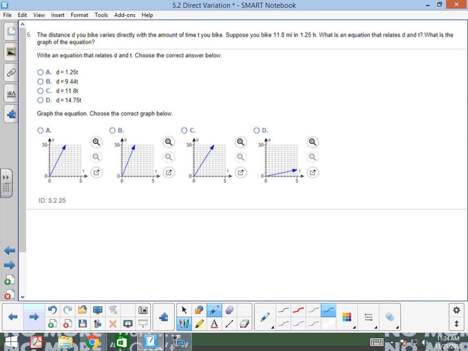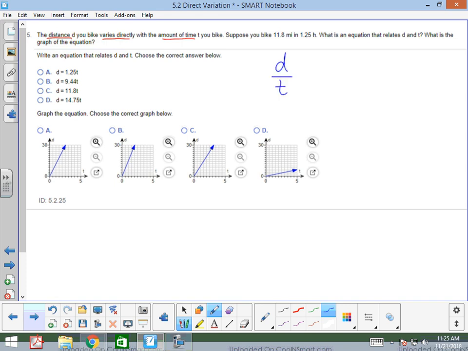All right, number 5 says when distance d, you bike, varies directly with the amount of time t, you bike. Okay, so that means that d is over t. Remember if it says varies directly, whatever comes before varies directly is on top, whatever comes after is on bottom. Suppose you bike 11.8 miles, so that would be distance, over in 1.25 hours. That's time. All right, so what is an equation that relates d and t? So first of all, we're going to cross multiply, and we're going to solve for d. Always solve for whatever comes first when it says relates d and t.